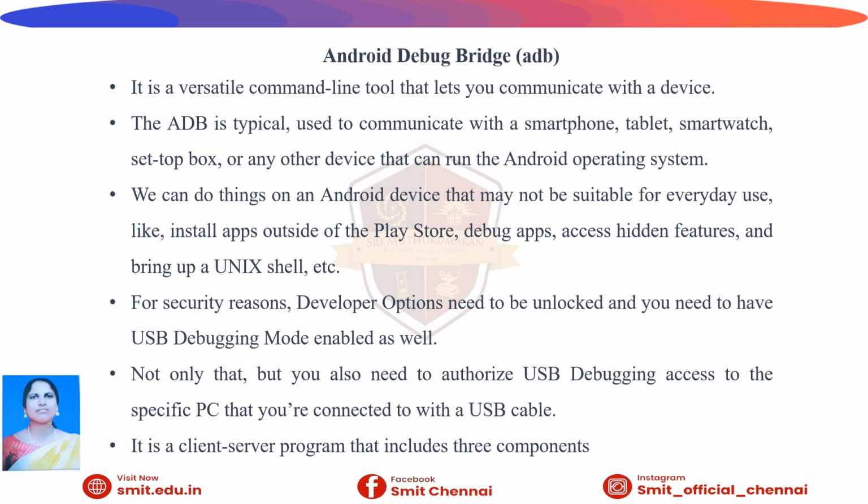Next, for security reasons, developer options need to be unlocked and you need to have USB debugging mode enabled as well. Step 1 is to enable the developer options and enable the USB debugging. Developer options are hidden by default. Enabling USB debugging allows the device to accept ADB commands. Next, authorize the USB debugging: the user must approve the connected computer.